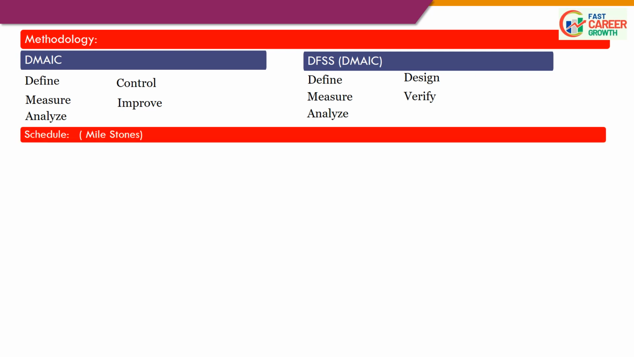Next, creating a schedule with milestones is a crucial aspect of project planning. Milestones are significant points in the project timeline that mark the completion of major deliverables, the achievement of key goals, or the completion of essential phases. Here's a general structure for a project schedule with milestones. Project start date. Official project kickoff and initiation. Project charter approval date. Approval of the project charter by relevant stakeholders.